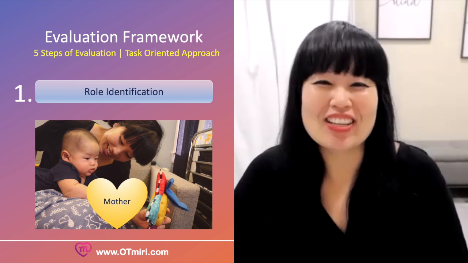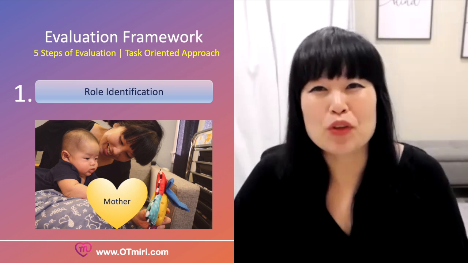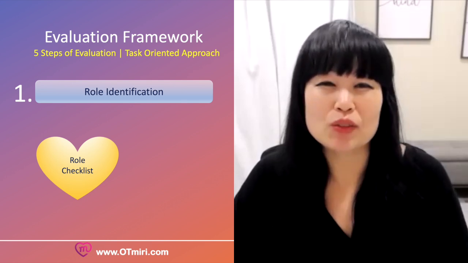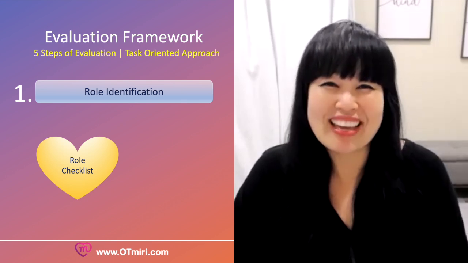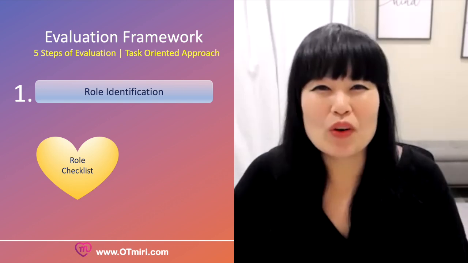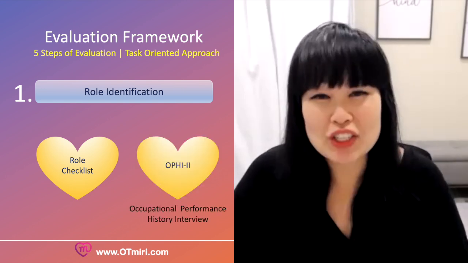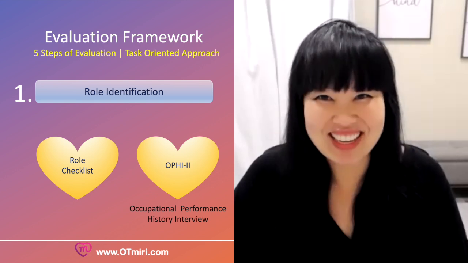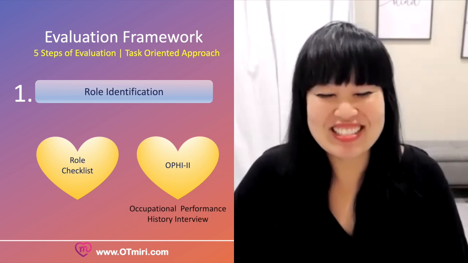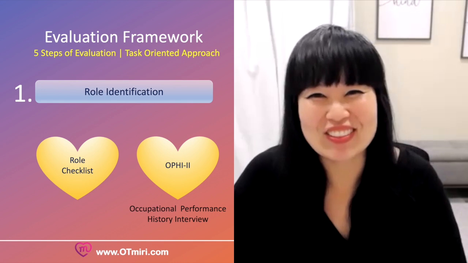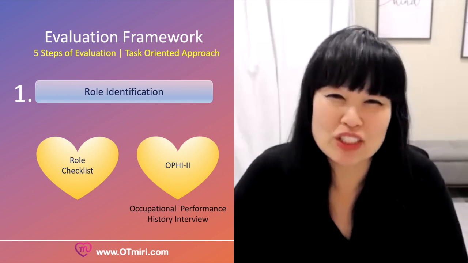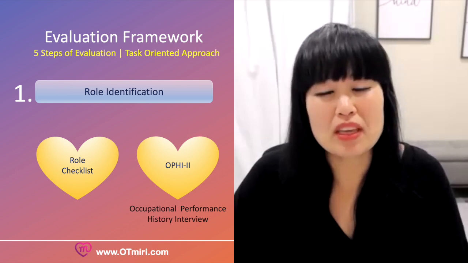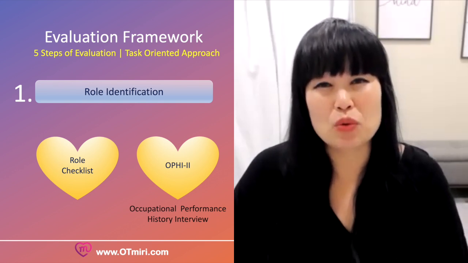So depending on Darcy's cognitive status, you can use something like the role checklist, which is a self-report measure to assess roles that are significant to her, and we can gauge her level of motivation. Or there's also the occupational performance history interview, OPHI, too, which is very comprehensive, and it takes about 50 minutes to administer, so not always practical or realistic to administer, especially if you're in the ICU setting. But those are some of the assessments you could use to identify the roles that are important.